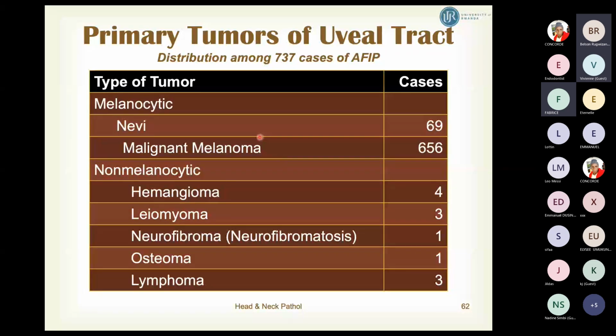Malignant melanoma from the uveal tract must always be associated with the liver. It always associates to the liver. For non-melanotic tumors, we have hemangiomas from vessels, leiomyoma from muscle, neurofibroma, especially in people having neurofibromatosis, osteoma, a benign tumor from bone tissue, and lymphomas. Among all the cases they found in the AFIP, there are 737, and among them 656 were melanoma. So it is not rare.